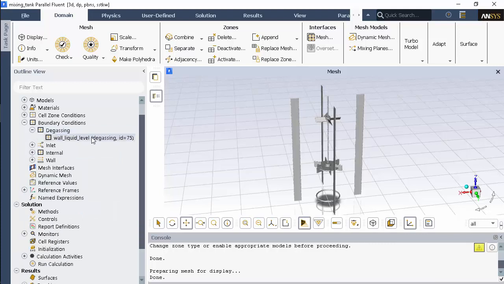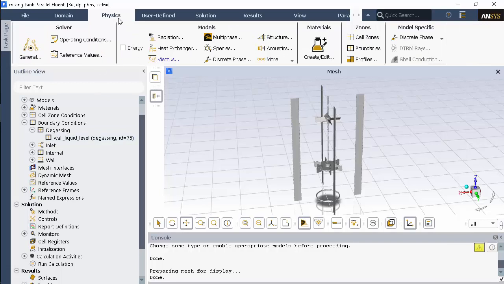The top of the fluid in reality is open to the air. The corresponding boundary in the simulation is modeled as an outlet with a degassing condition, allowing for air bubble release, which facilitates the application of the Eulerian multiphase model. Now to set up the simulation. First, I need to specify the operating conditions.